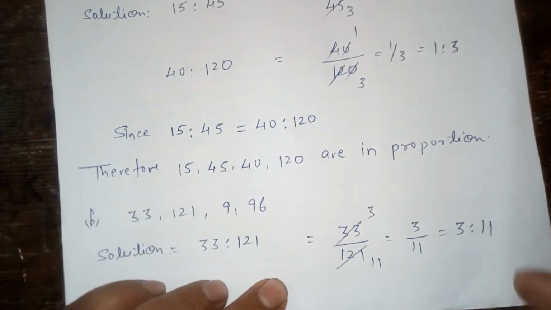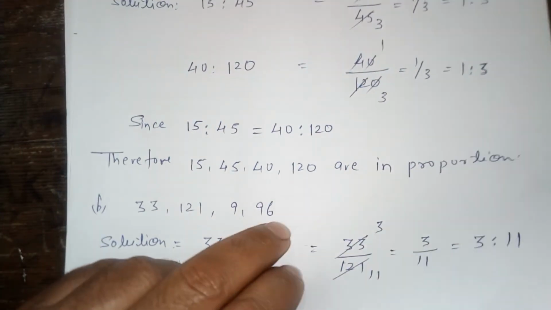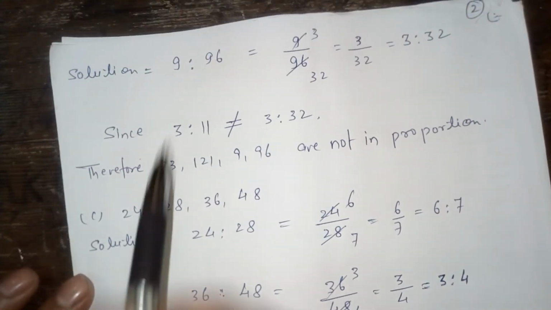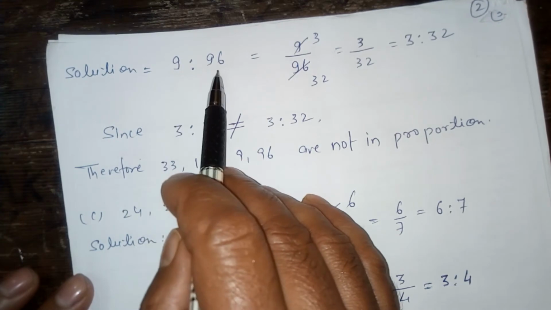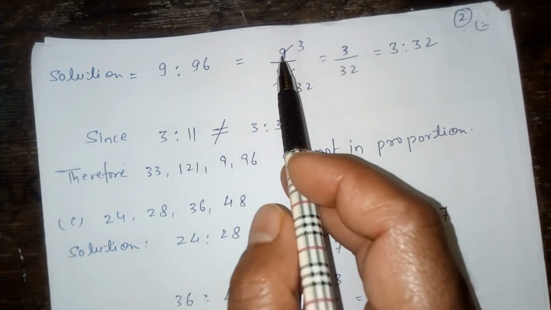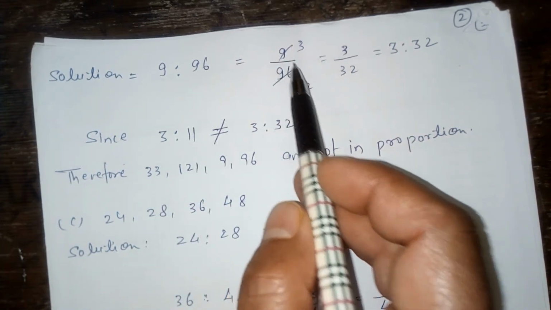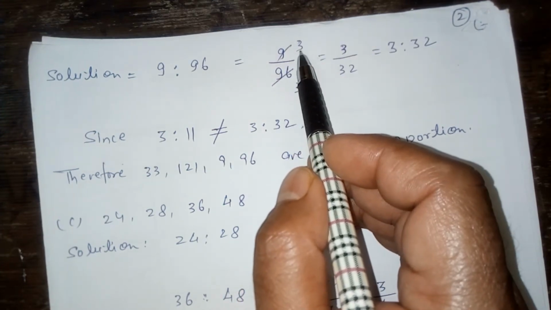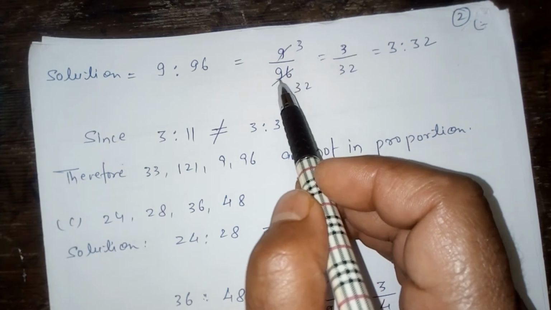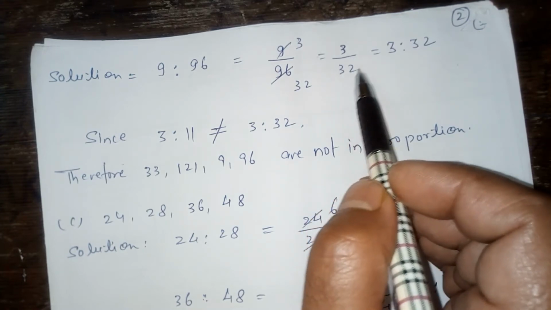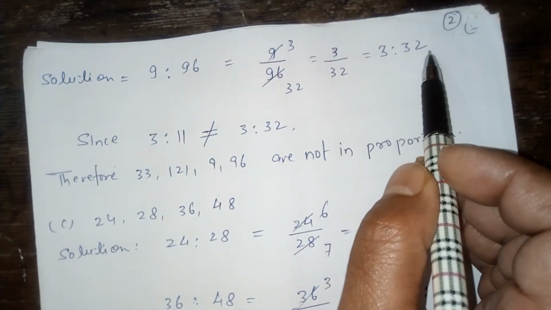Okay, this is the ratio of the first and second numbers. Now we will find the ratio of the third and fourth numbers. The third number is 9, the fourth number is 96. So the ratio of the third and fourth numbers will be 9 upon 96. It will be cancelled by the same number 3. 9 divided by 3 gives you 3. 96 divided by 3: 3 threes are 9, 3 twos are 6. It will give you 3 upon 32, equal to 3:32.